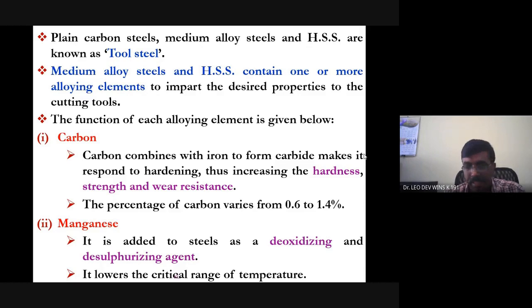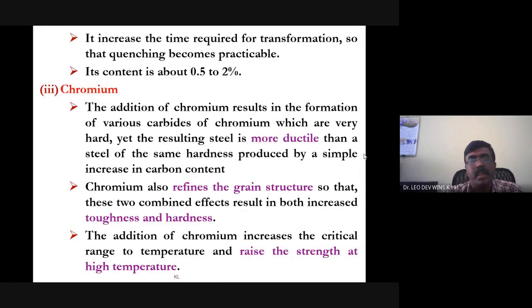Second one is manganese. Manganese is normally considered as a deoxidizing and desulfurizing agent. So it will prevent the oxidation of the elements which are present in the cutting tool material, and it will also prevent the reaction between the alloying elements in the cutting tool and the sulfur content. So that's why we are adding this material, manganese. Okay, then chromium. Chromium also we started our discussion.